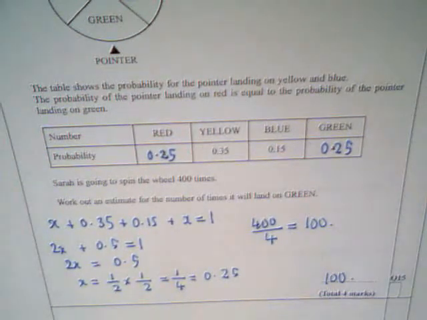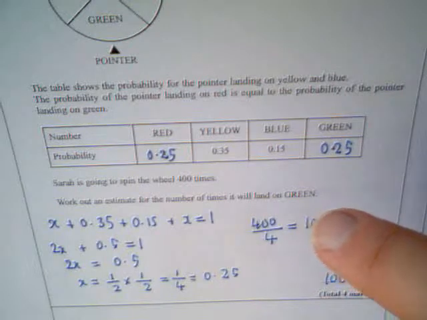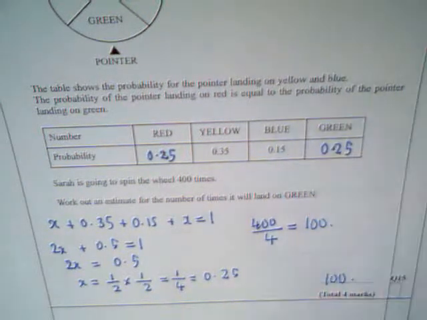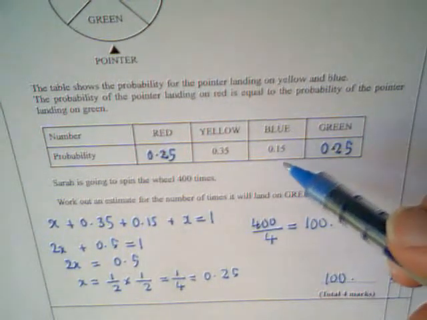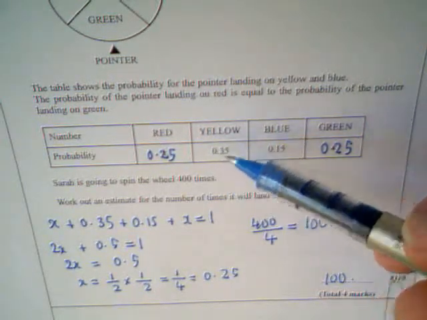For example, if they said what's the number of times it's going to land on blue, you then just do 400 times 0.15, or yellow, 400 times 0.35.